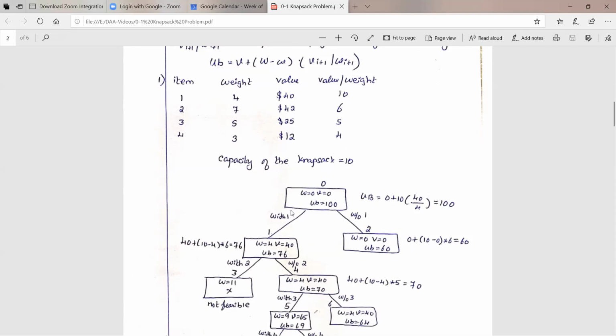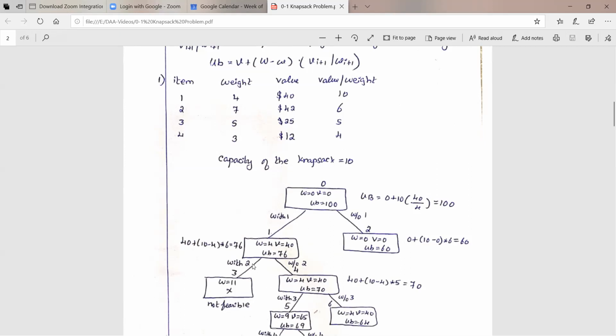Now if we are including object 1, the upper bound value will be 76. If we are not including object 1, the upper bound value will be 60. Out of the 76 and the 60, which one do we have to consider? We have to consider the highest value, because this is a maximization problem. So you remove this and continue the process from here. Now the upper bound value is 76. Whatever upper bound value we take will be less than or equal to this 100. It will not exceed the value 100.